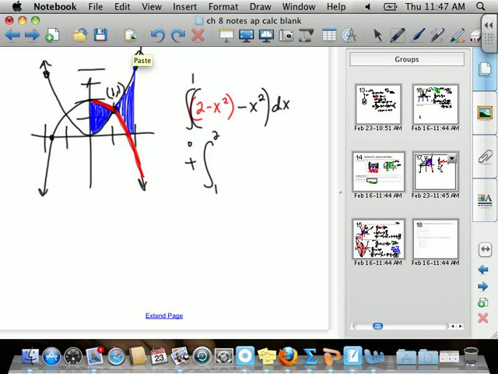And then we're going to add that to integrating from 1 to 2. And now our top is the x squared minus the bottom was 2 minus x squared. Does that make sense? Oh, yeah. You're adding the two areas.